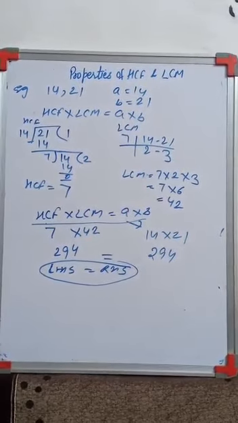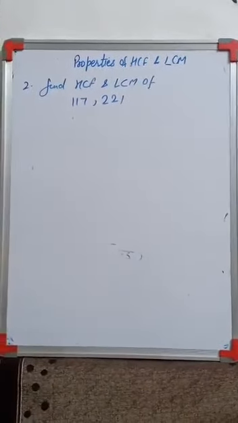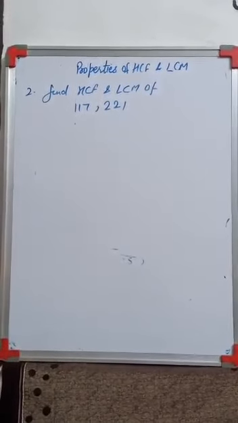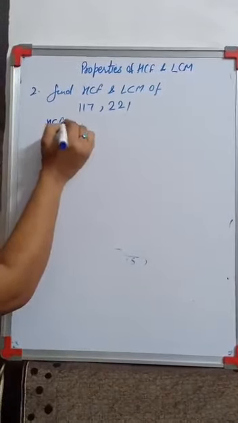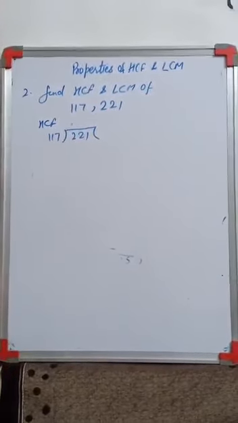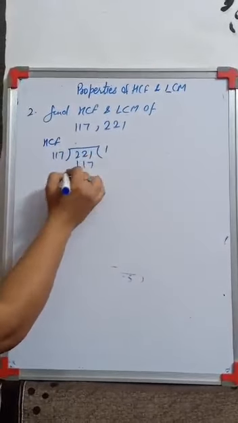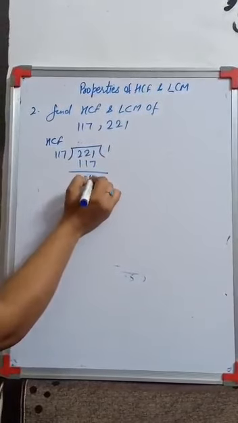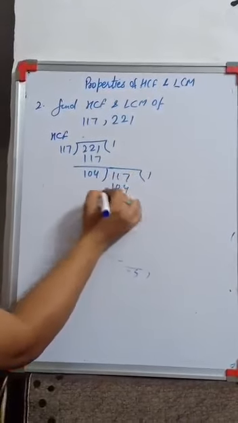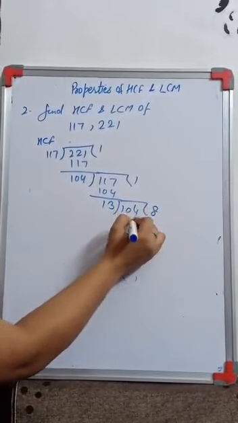Based upon that, I am going to solve another type of question, right? Our second question is: find the HCF and LCM of 117 and 221. So first we will solve for the HCF with the long division method, 221 divided by 117. So how will you do that? 117 1 time is 117. If you subtract that, you will get 104. Now divide 117 by 104, the remainder is 13, and 13 8 times is 104, right?